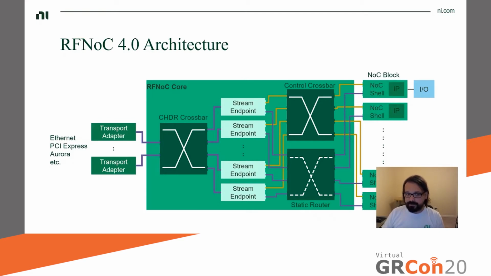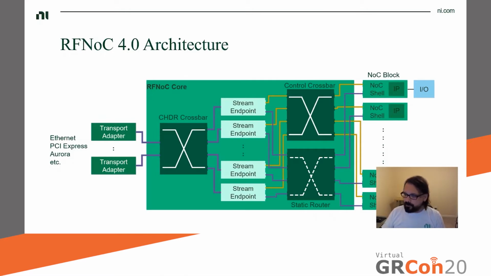Pre-UHD 4.0, the RFNoC architecture allowed full runtime reconfigurability of the NoC block graph topology. That is, how the NoC blocks are connected to each other in the graph. This offered the utmost in flexibility, but the price that the user paid was the FPGA logic element usage to implement that full crossbar switching, which reduced the amount of space available for processing elements.